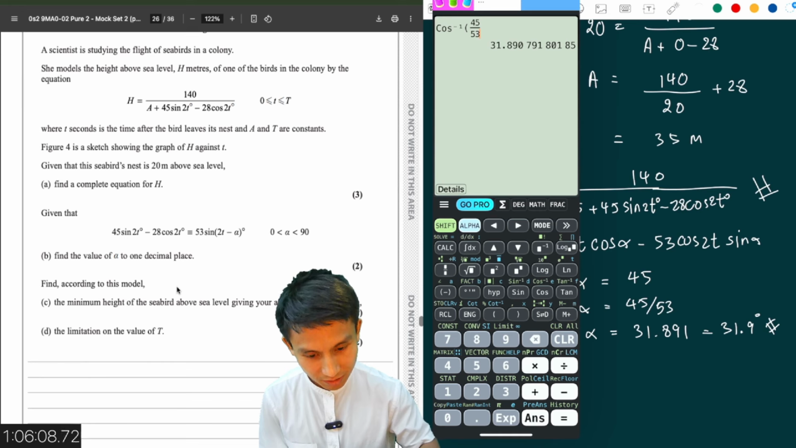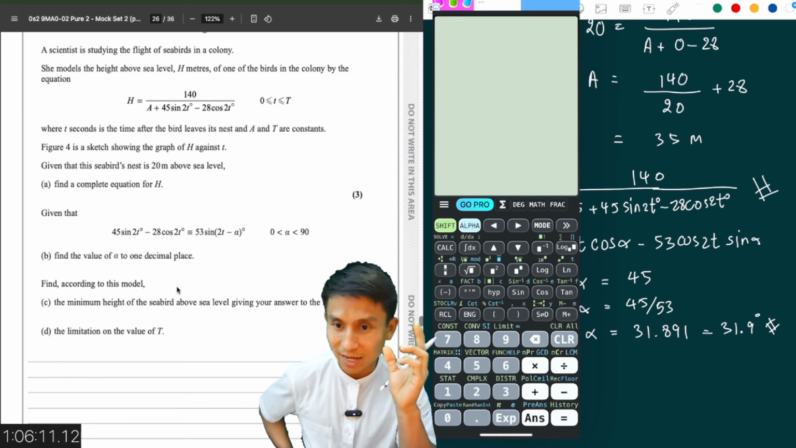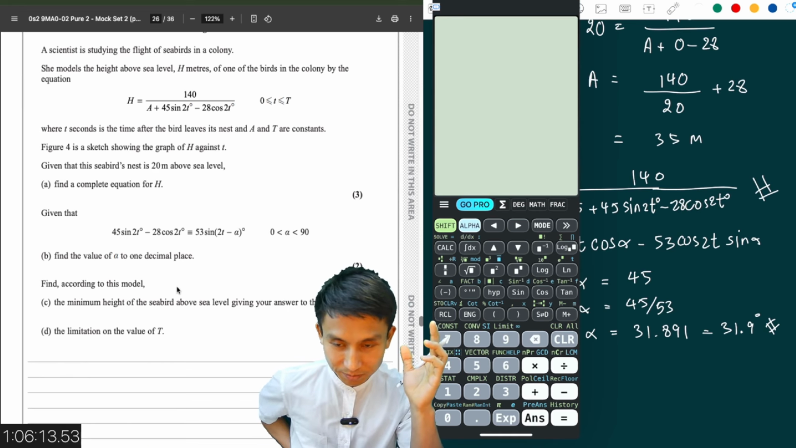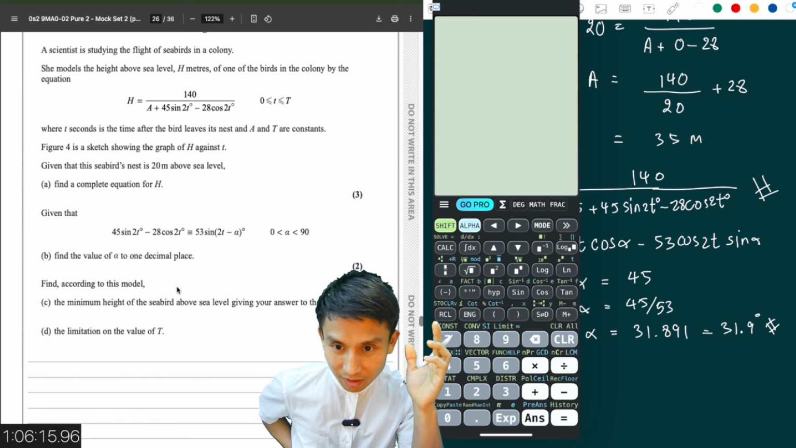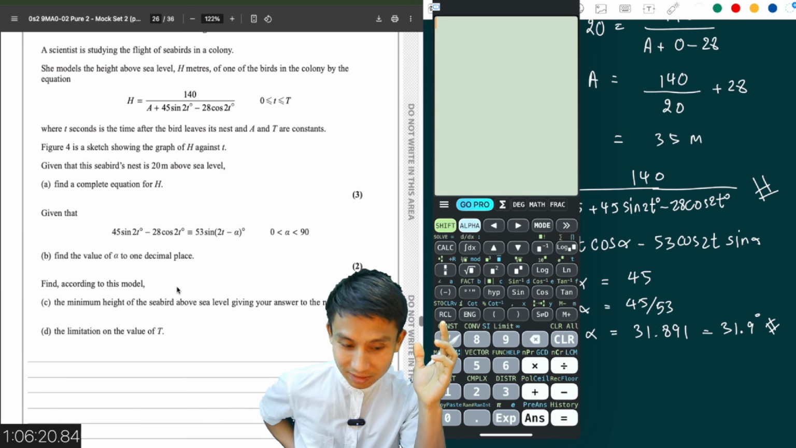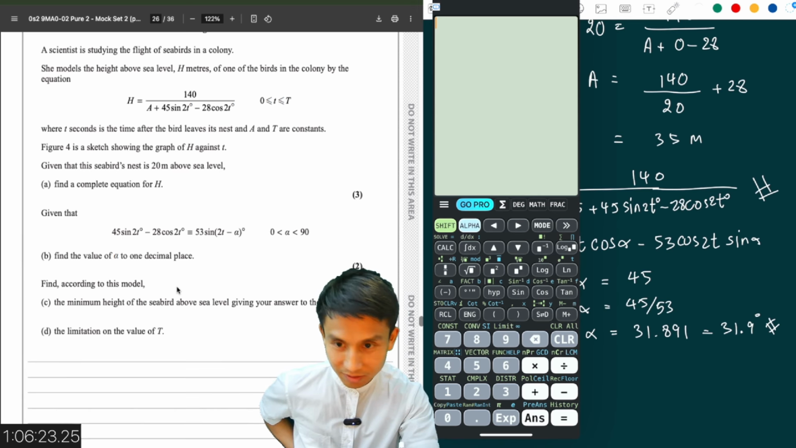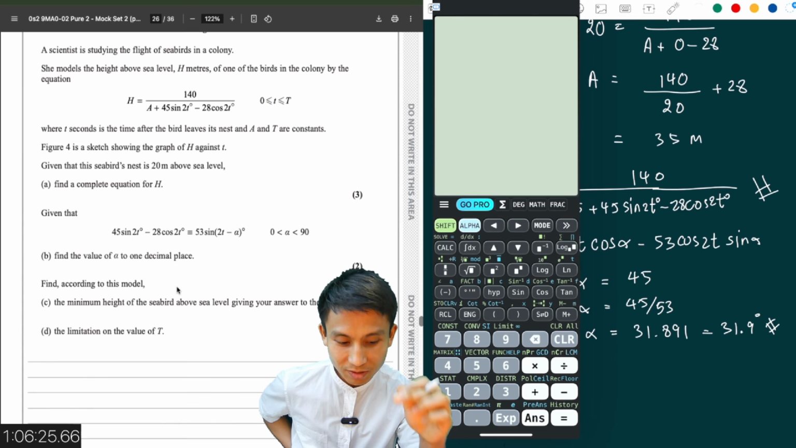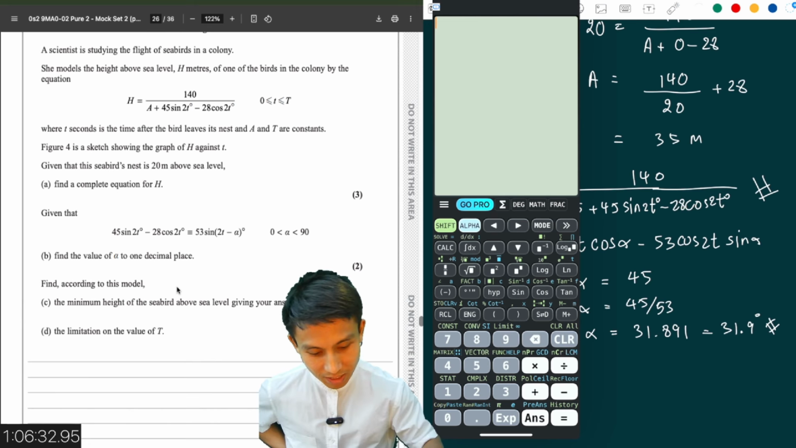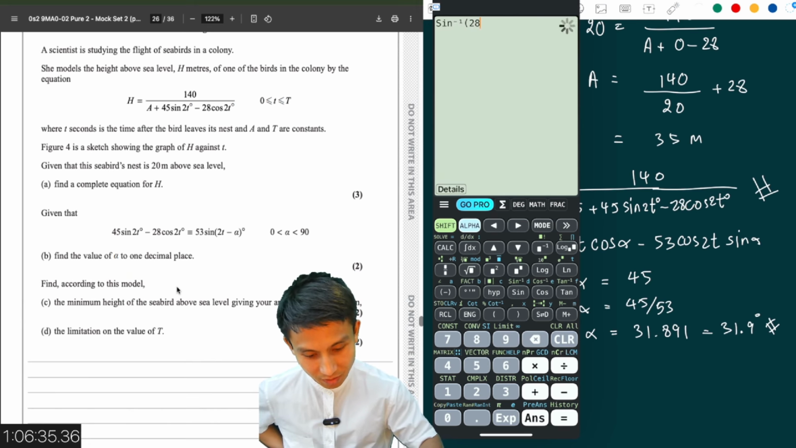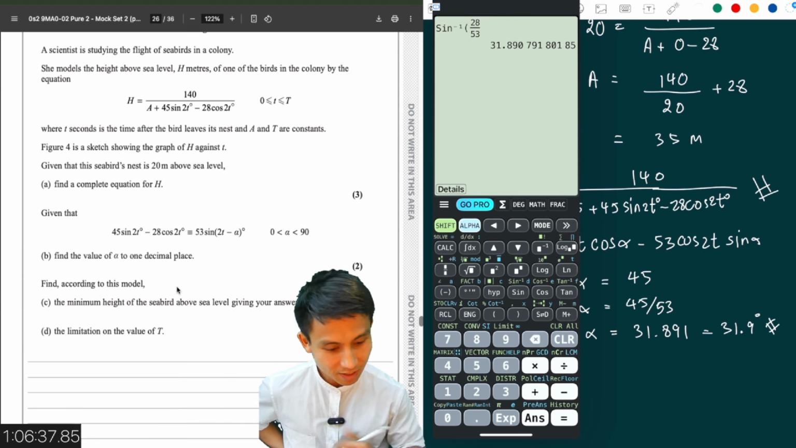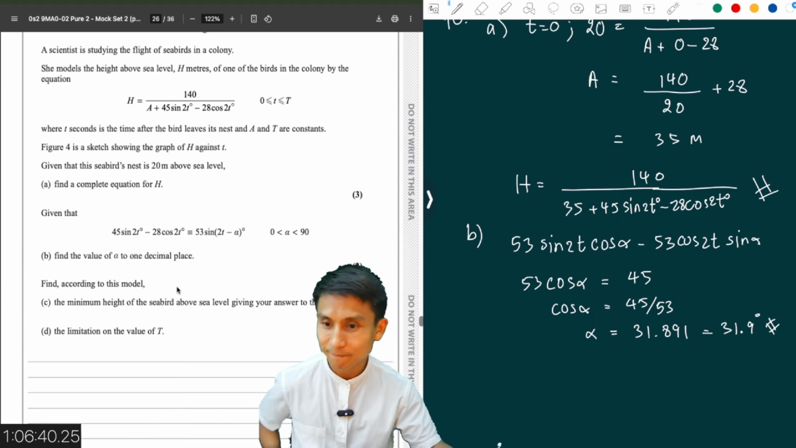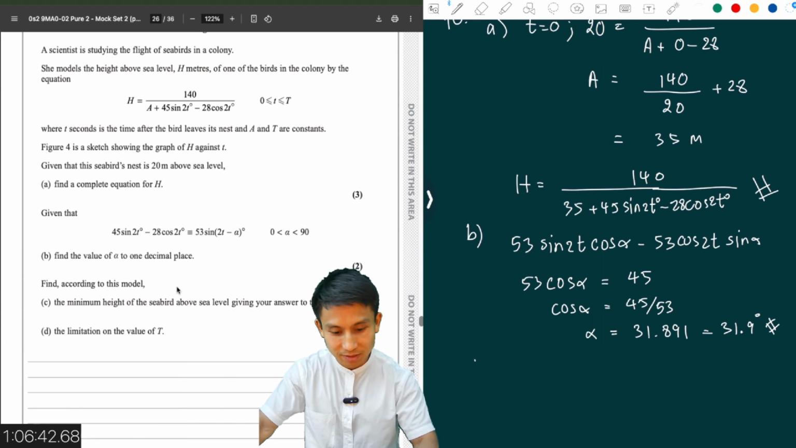I'm just going to check the other one, just in case. So if we equate the other one, 53 cos 2t sine alpha is the same as 28. So that would be arc sine 28 over 53. Yeah, that's the same. Just a sanity check. Okay, so B is done.